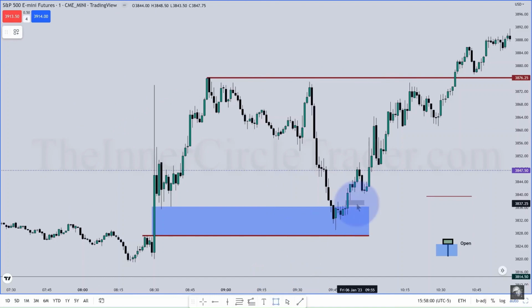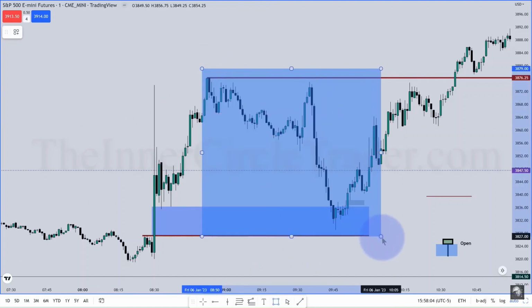My focus, my absolute focus is only here, right there, inside that box. That's what I'm focusing on. That's the initial framework that the algorithm is going to work within. Why? Because that's the dealing range. This is where we are.